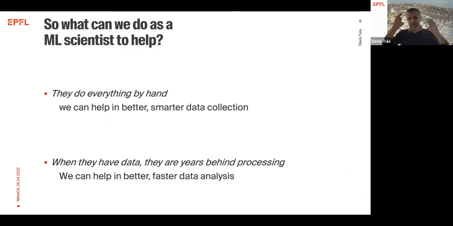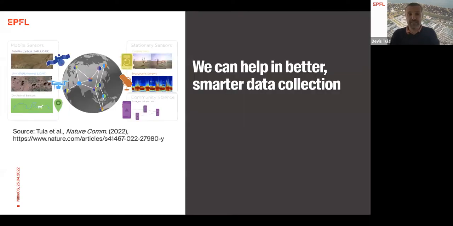So I will just talk about these two things. The first is that people tend to do everything by hand. So by doing smarter data collection, we can probably help cover more ground in national reserves and have tighter estimates of populations. And secondly, the second bullet point here, even when the data exists, it is very difficult to process by hand. And in order to help people be on time with the processing, we can propose data analysis that is better and faster. And these will be the two parts of my talk.